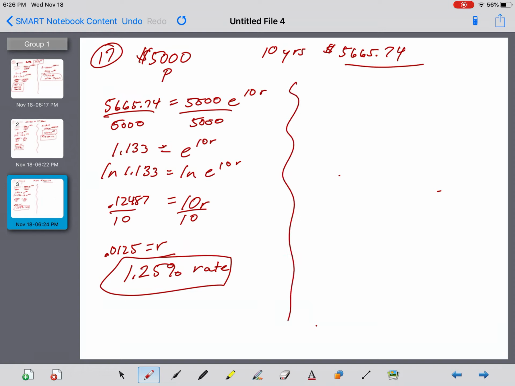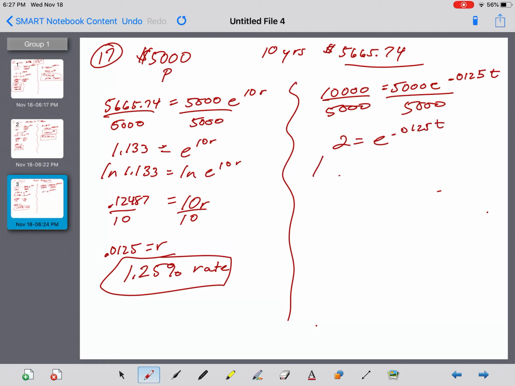All right. And then the last question on this one, the second question, was how long for it to double. So this one we're going to have to do logarithms on both sides here, because we want to double it. We want it to turn into $10,000, which is equal to $5,000 times e to the 0.0125, because now we don't know the t. We don't know the time it's going to take. But you'll divide by 5,000, so you'll get 2 again.